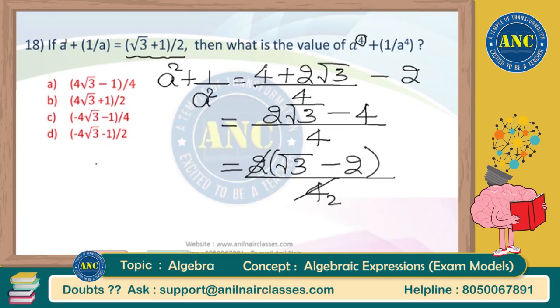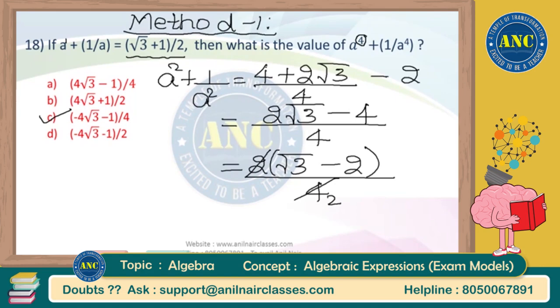That means your correct answer for this question is option C. I hope the idea is clear, sir. That means I can implement this method of squaring and subtracting from 2. This will be called method 1 by me.